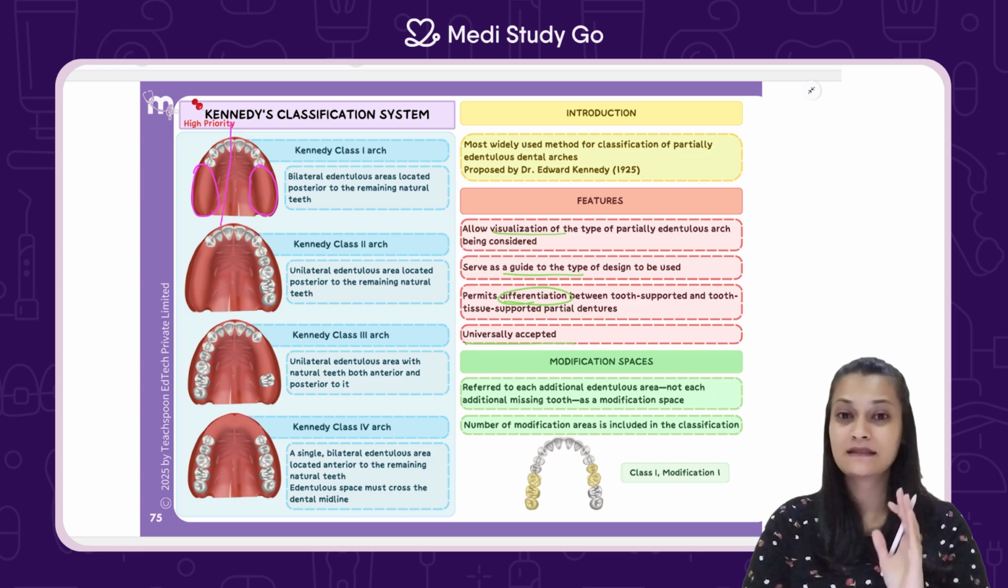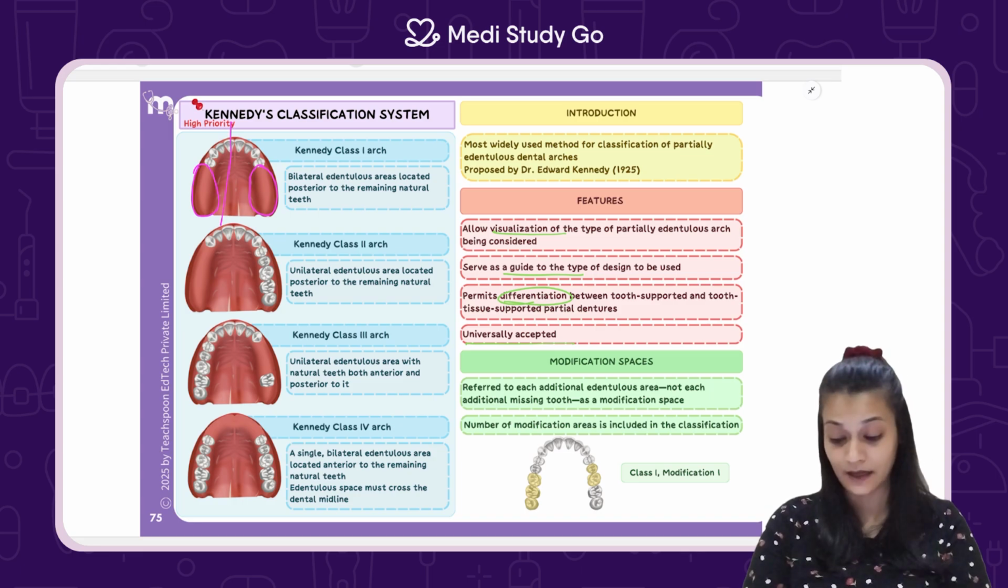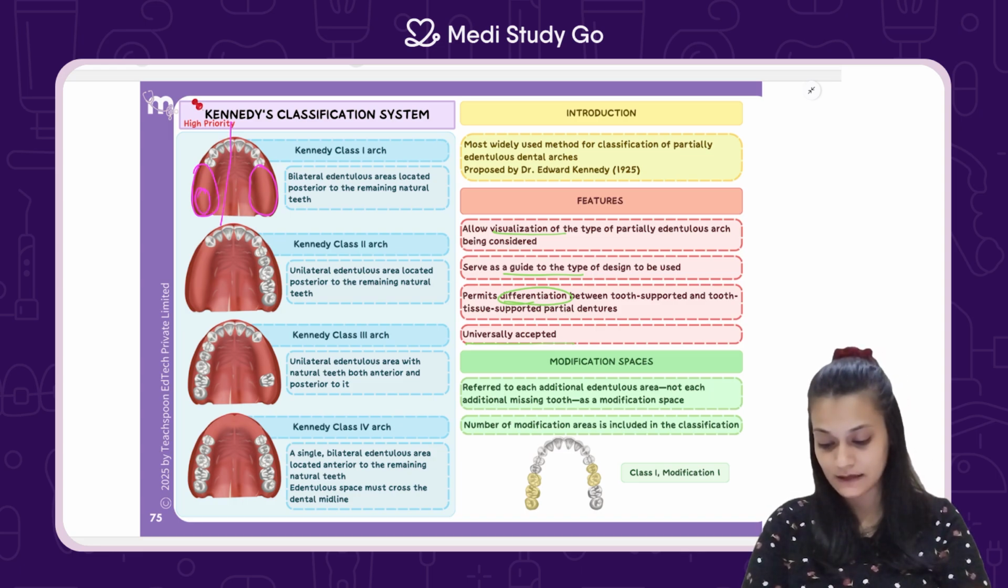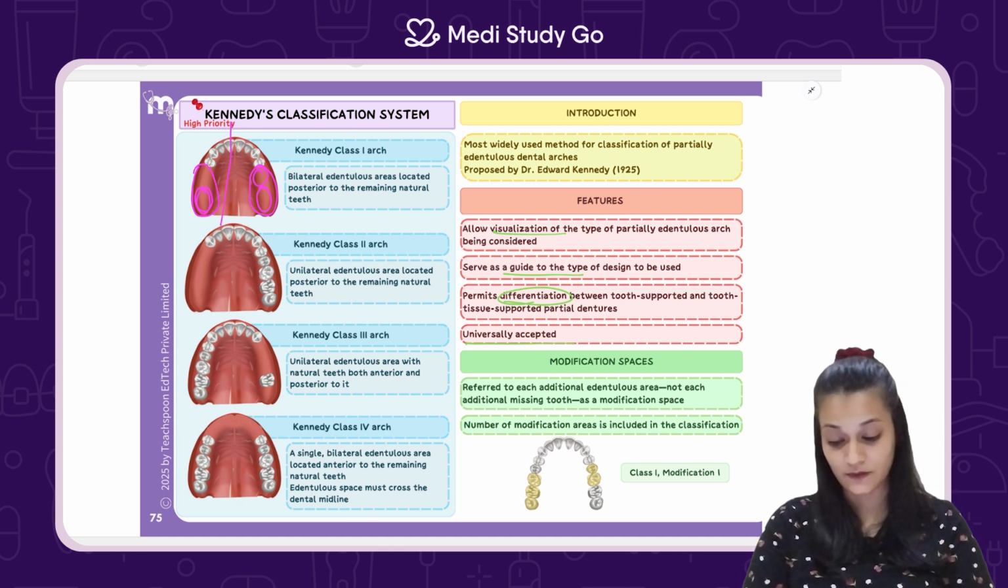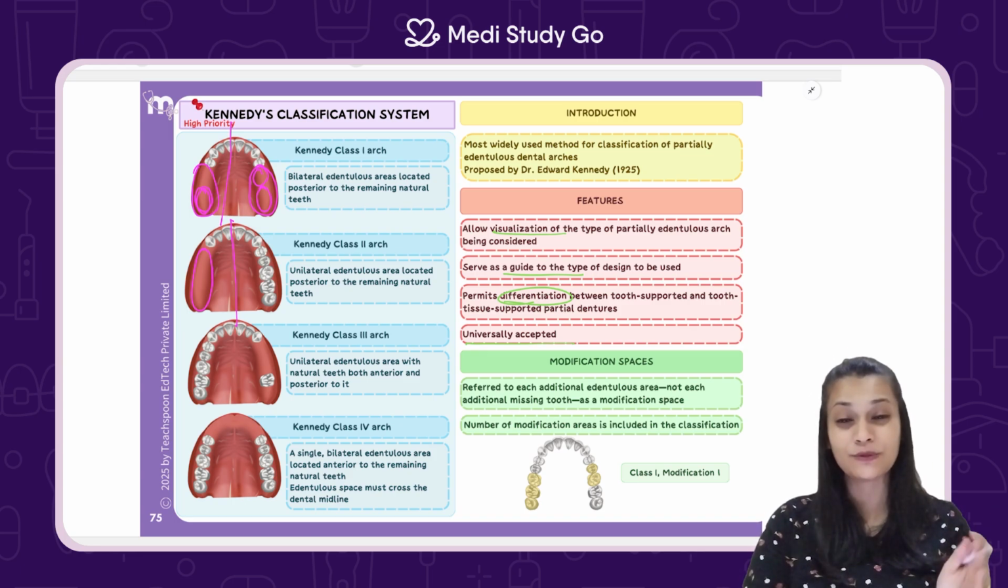It need not be symmetrical. Remember one thing: even if there's one tooth missing here and two teeth missing there, it is a bilateral thing. It will be Kennedy's class 1. Class 2 is going to be unilateral and located posterior to the remaining natural teeth. Irrespective of how many of them are missing, if they don't have anything present behind them, they are class 2.